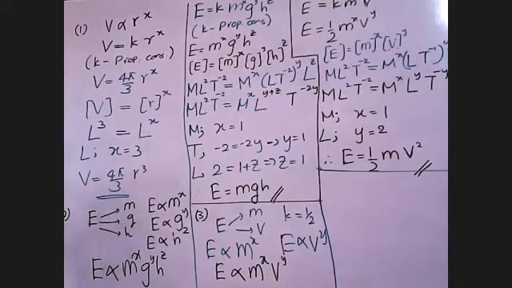Okay, this is the last question. The potential energy stored in a stretched or compressed spring depends on the applied force F and elongation X. The proportionality constant is half.